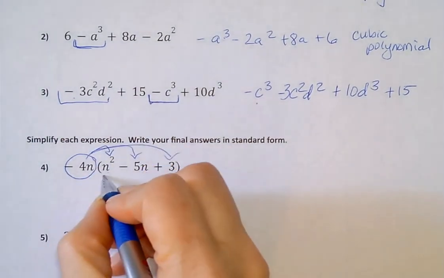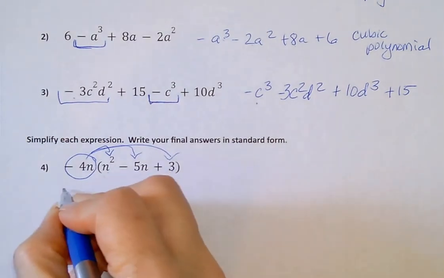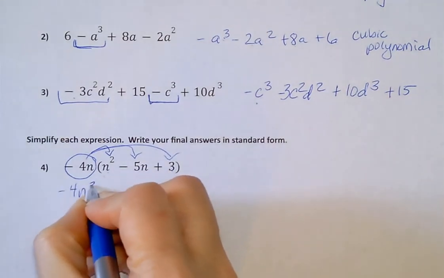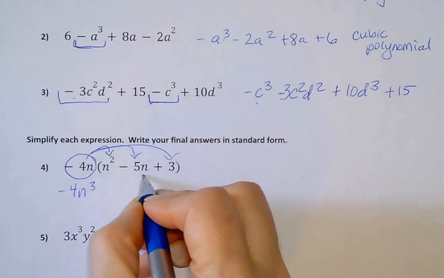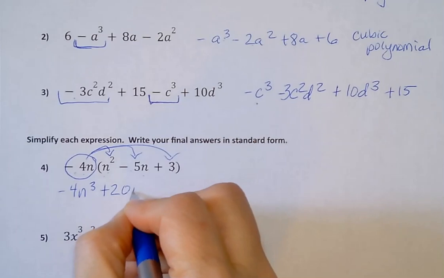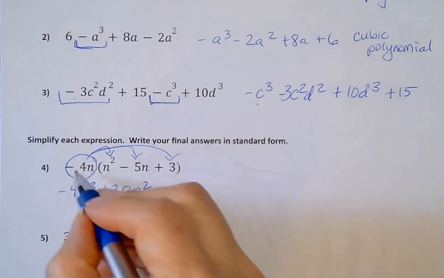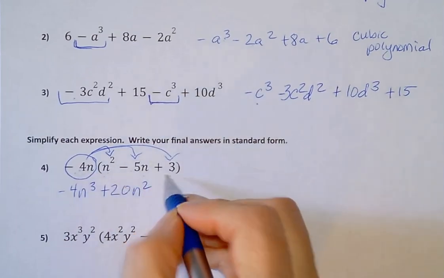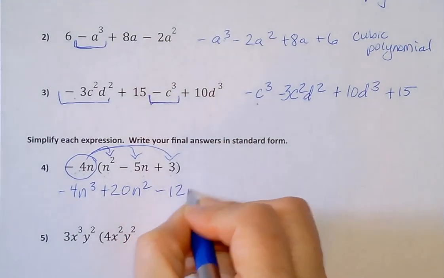All right, so I have negative 4n times n squared. That's going to be negative 4n cubed. Negative 4n times negative 5n. I have negative 4 times negative 5 is positive 20. And n times n is n squared. Negative 4n times 3 is going to be minus 12n, like that.